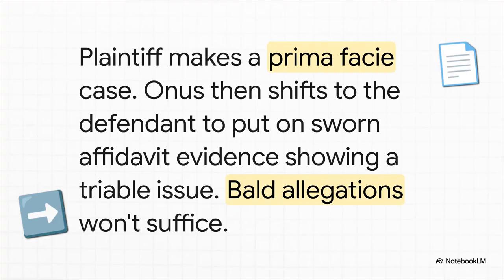So the key concept to grasp here is the shifting onus, which was confirmed in cases like QLD Pork Proprietary Limited v. Lott. Think of it like a rally in tennis. The plaintiff serves first, they present evidence to make a prima facie case. Once they do that, the burden shifts. The defendant then has to return serve with their own sworn affidavit evidence showing there's a real issue to be tried. Just baldly denying things in a pleading, that's simply not going to be enough.